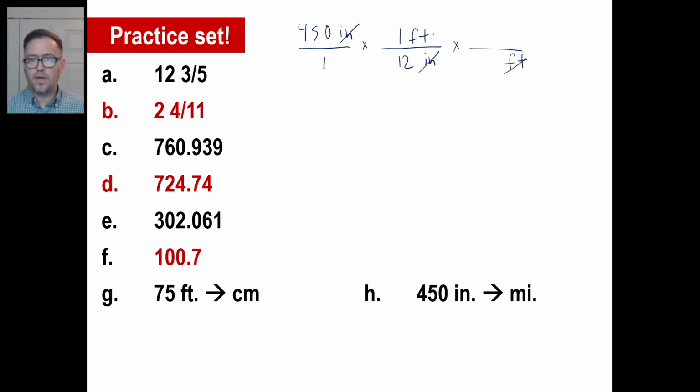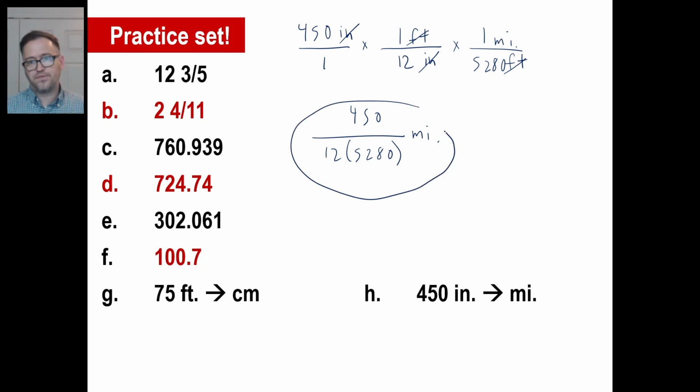So feet go away. But how many feet are in a mile? Well, 1 mile is equal to 5,280 feet. Okay, so we have 450 on top. On the bottom, we have 12 times 5,280. And that's how many miles there are. Now, if you want to do the arithmetic, that's fine. I think sometimes in your book, they're actually going to just leave it like that. And you can do it if you need to.